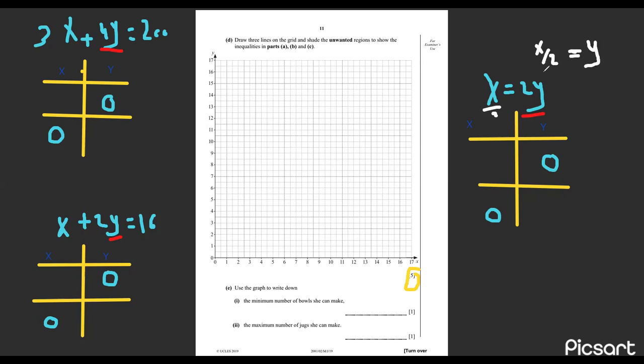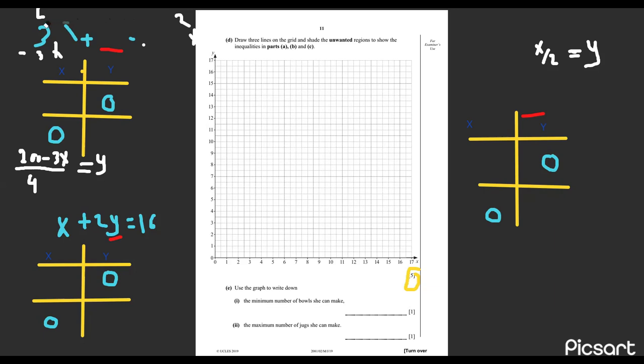And we already did it, so no need for this. And the next one here will be equal to 200 minus 3x, subtracting 3x on both sides. So here it will be 200 minus 3x, and we can write it here, 200 minus 3x divided by 4 equal to y. For this, I just take y as the subject.